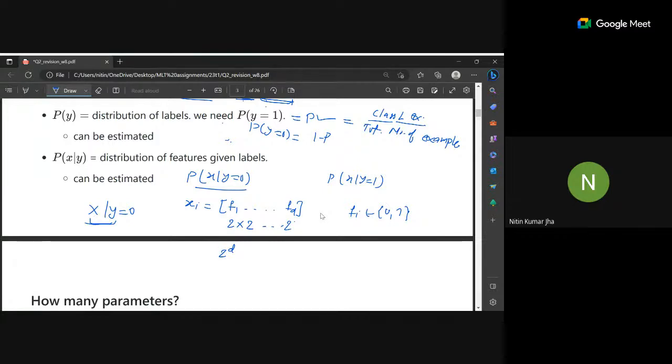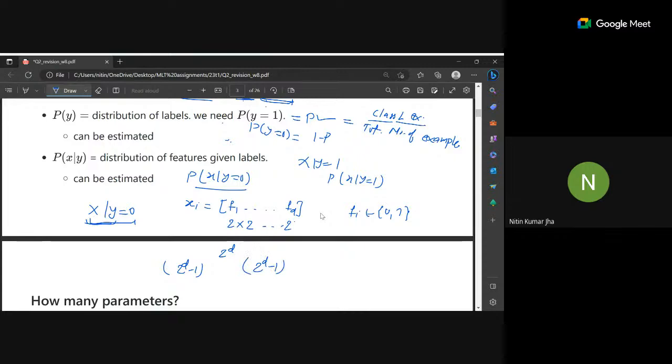You have to assign probability to all those data points. So how many probabilities do you have to estimate? 2 raised to d minus 1. Minus 1, because probability always adds up to 1, right? So these many probabilities you have to estimate for this particular distribution. Similarly, for the distribution P(x given y equal to 1), the same argument follows, so 2 raised to the power d minus 1 parameters again have to be estimated.